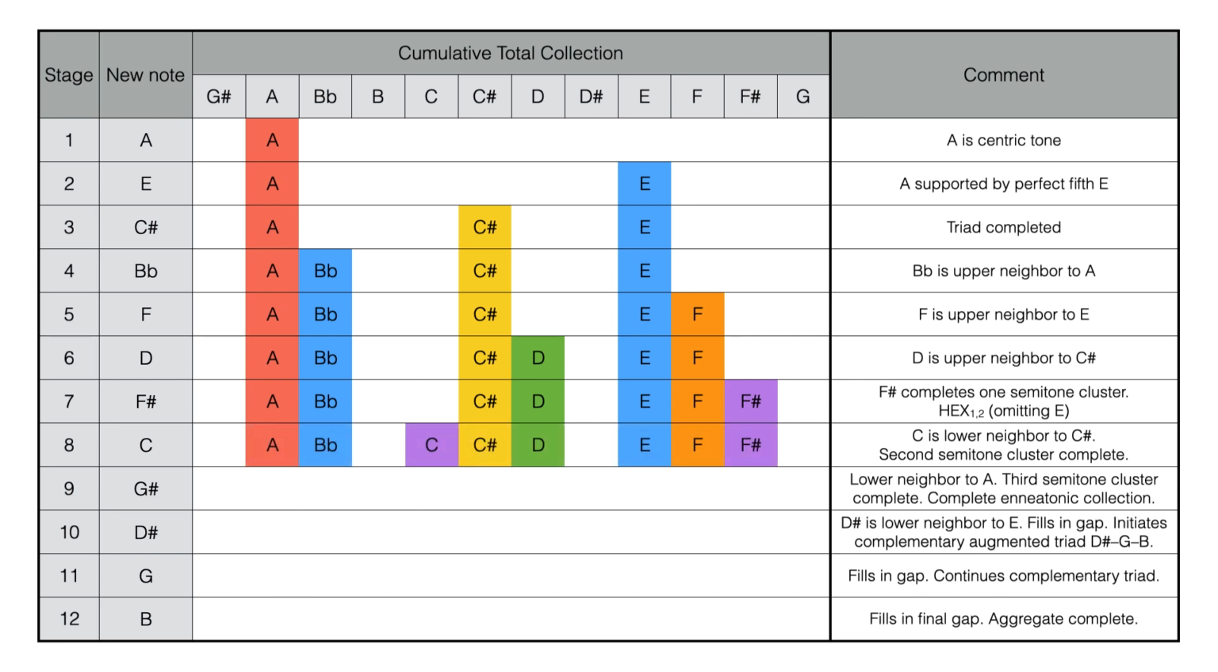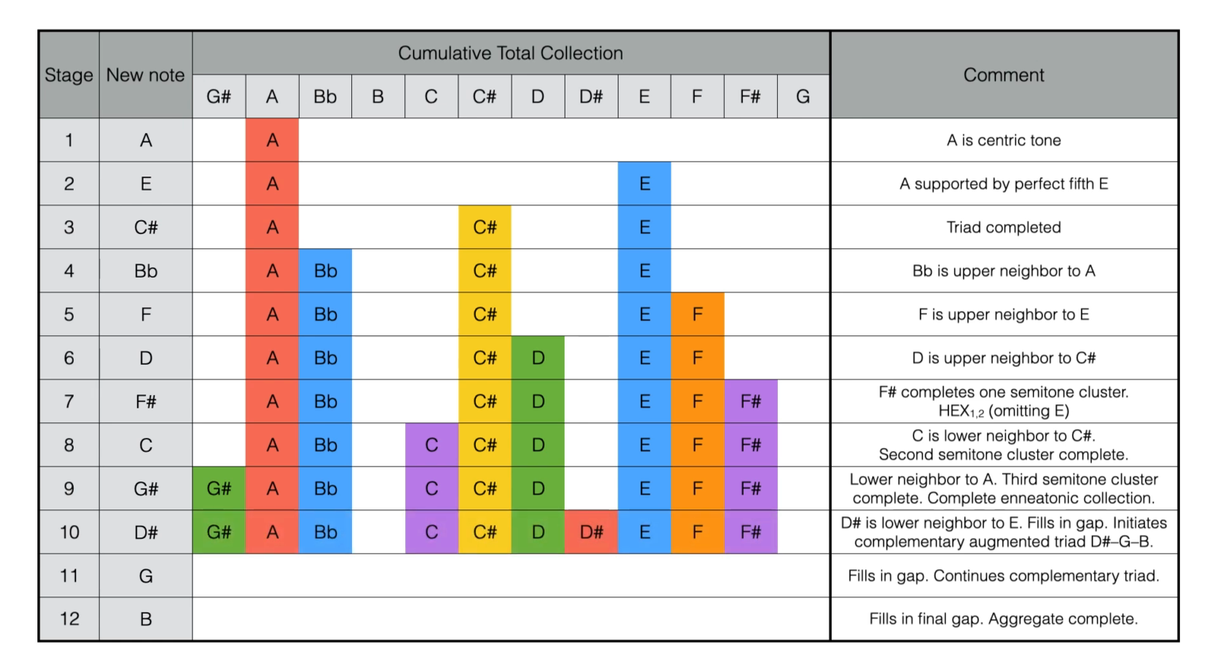C is the lower neighbor note to C sharp and completes a second semitone cluster. G sharp is the lower neighbor to A, and now our third semitone cluster is complete, and so is the 9-note enneatonic collection. D sharp is lower neighbor to E and fills in a remaining gap.